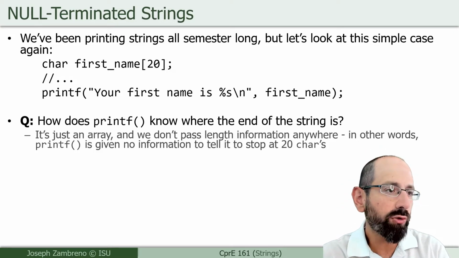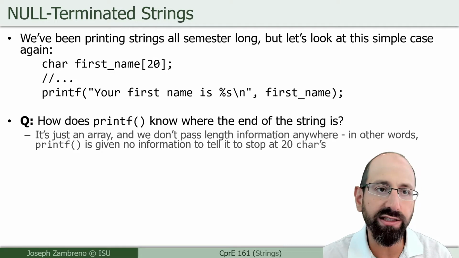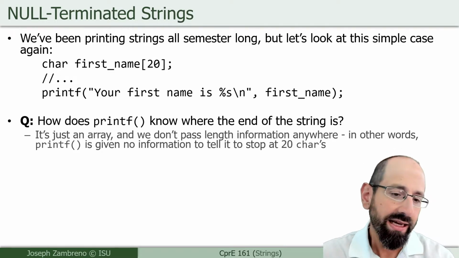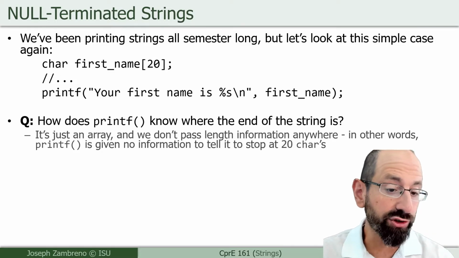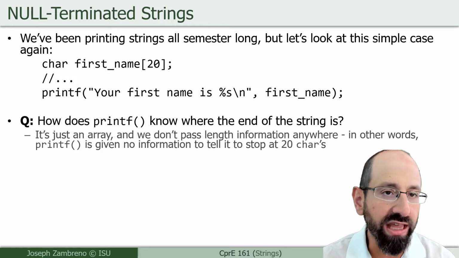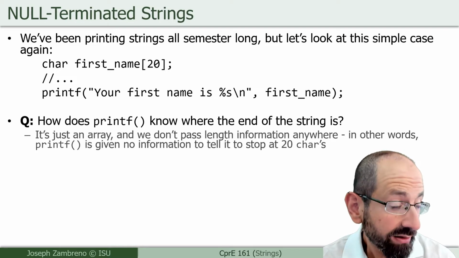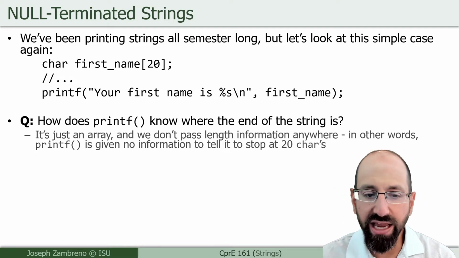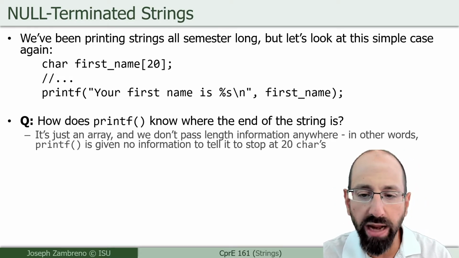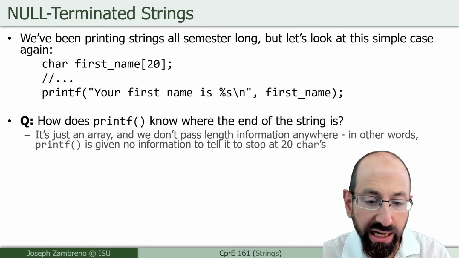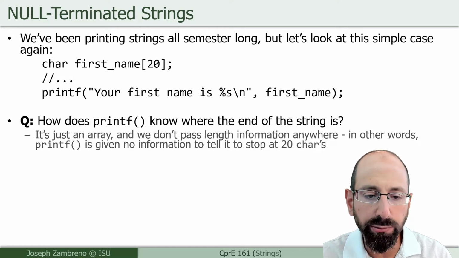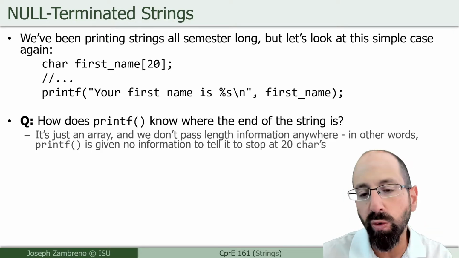I think an interesting question in terms of understanding strings as a special type of array is how does printf as a function know where the end of the string actually is? It's just an array of character types, and nowhere in that printf call are we passing length information, right? Nowhere in that function are we saying print out this string and it's actually of length 20.